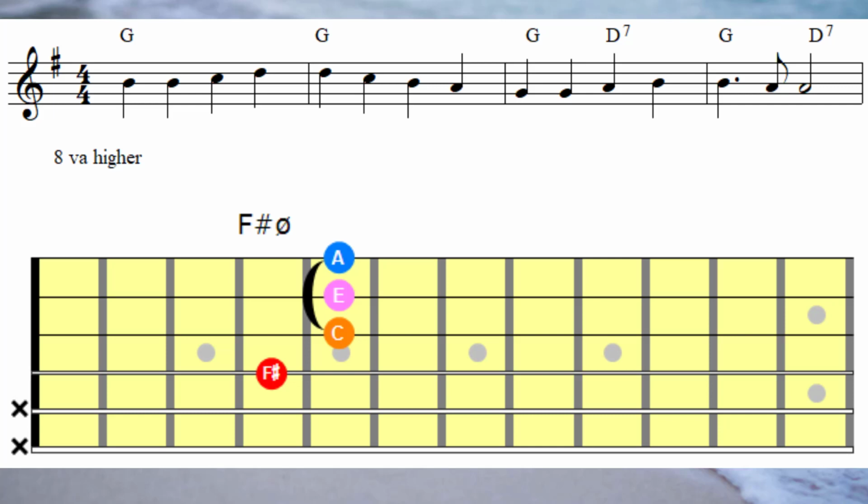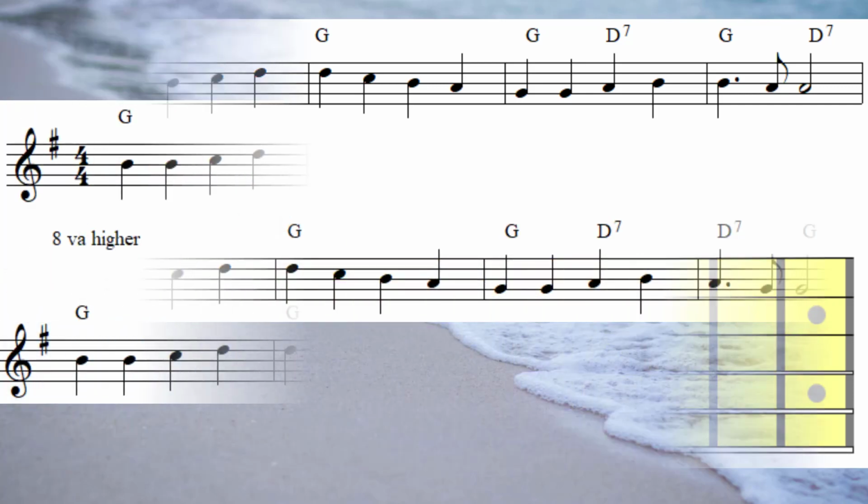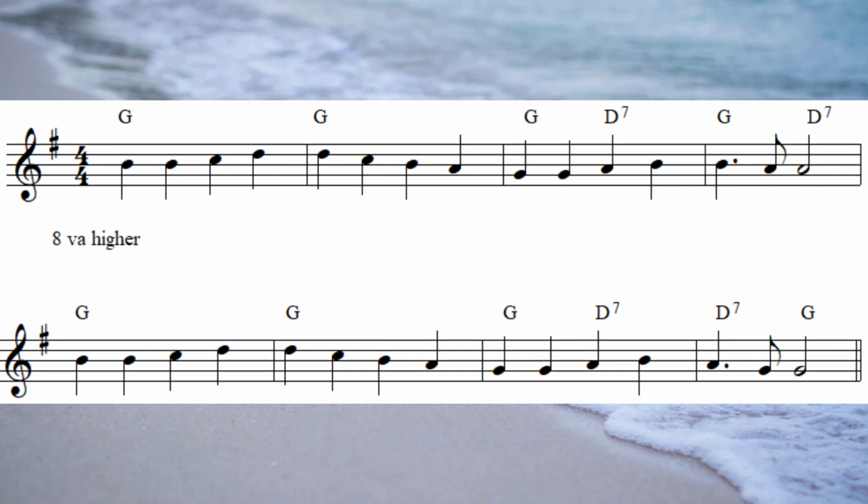As we move on to the next 3 bars, bars 5, 6 and 7 of Ode to Joy, we can use the exact same set of chords as we used in bars 1, 2 and 3, because the melody is exactly the same. It's only in bar 8 where the melody changes. Let's have a look at what we'd do there.